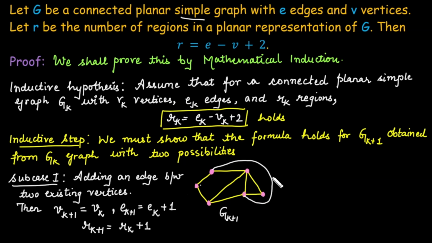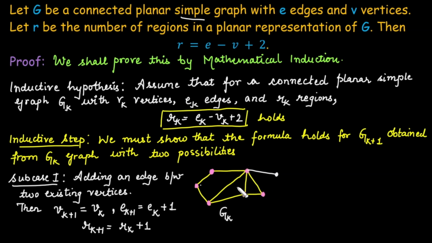What can be the second case? Now suppose we are not adding an edge between existing two vertices, what we can do? In that case, we can add a new vertex to get a new graph. But the graph must be connected. It means this vertex must be connected with any one of the existing vertices. So let's suppose we are connecting this vertex with this.